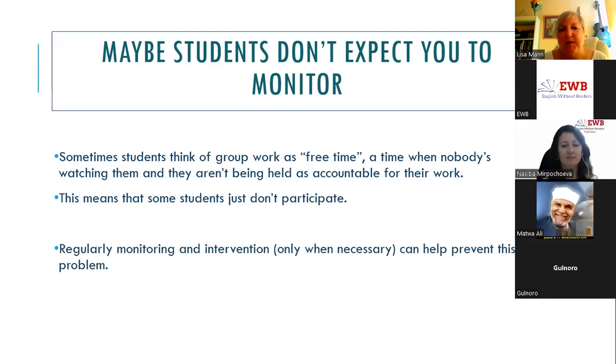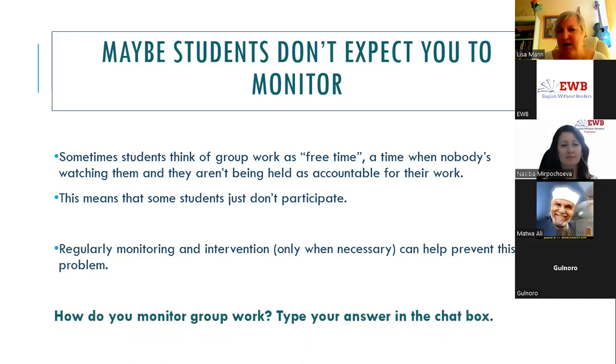So when your students are doing group work, how do you monitor them? Yeah, what do you do when your students are working in groups? Where are you and what are you doing? Type your answers in the chat. How do you monitor group work?